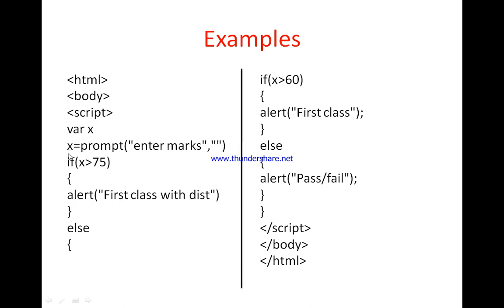Now if this x value is greater than 75, then it will display first class with distinction. If it is false, meaning not greater than 75, then the else block will be executed. Inside the else block it is checked for greater than 60. If the entered value is greater than 60, it displays the message first class, and after that it directly goes outside of the nested if else. But if it is not greater than 60, then the else part is executed, and it displays the message pass or fail. So in this way nested if else is working.